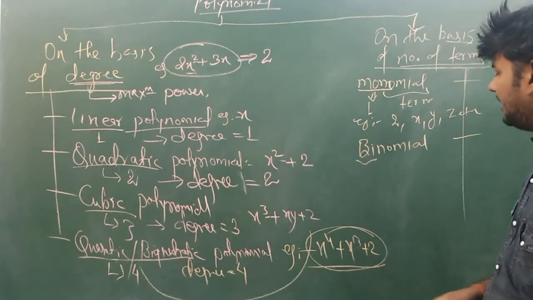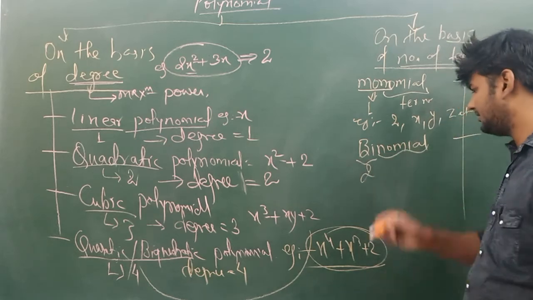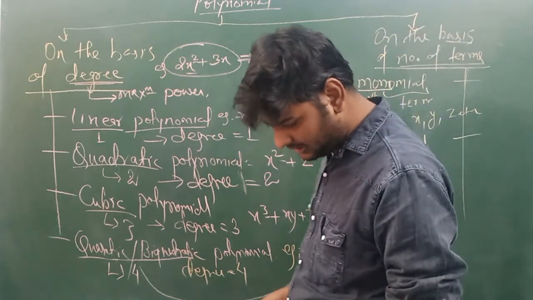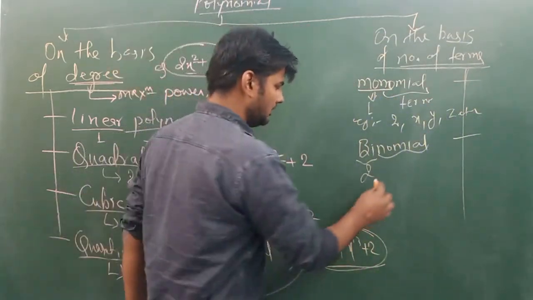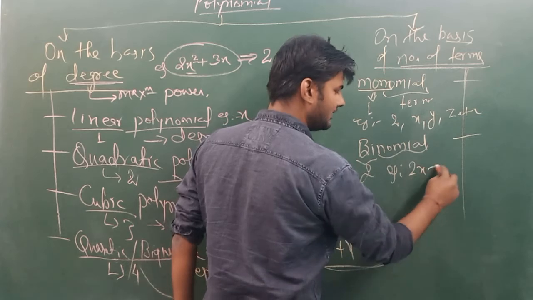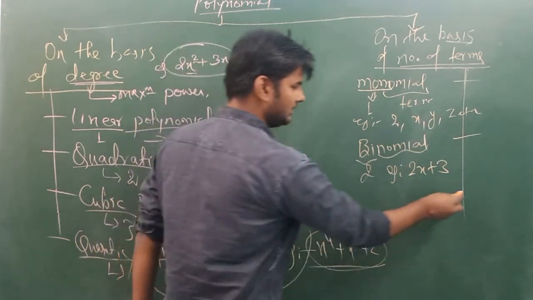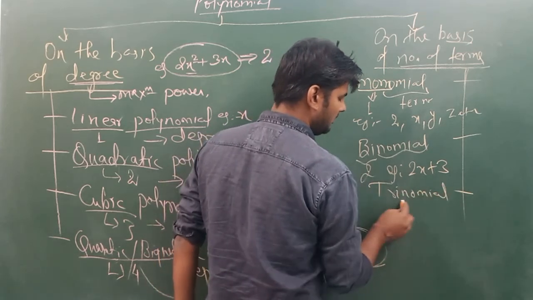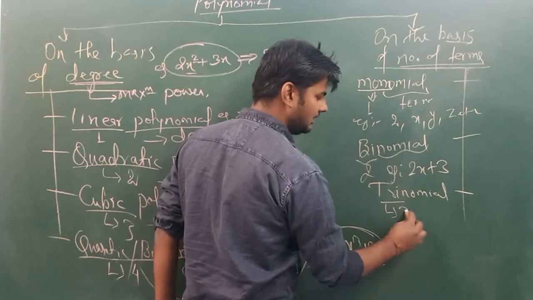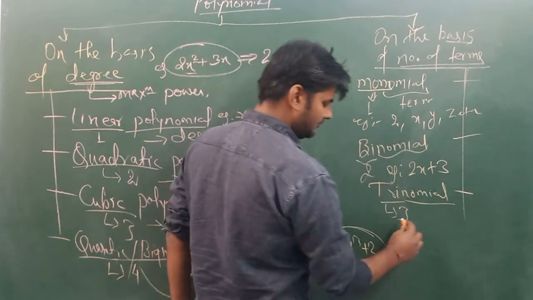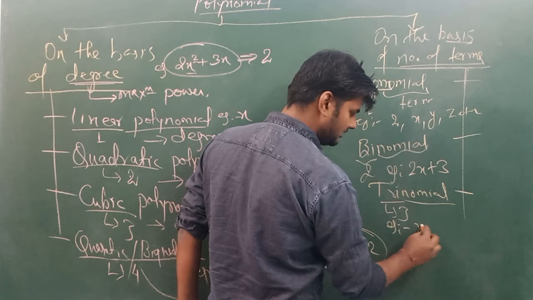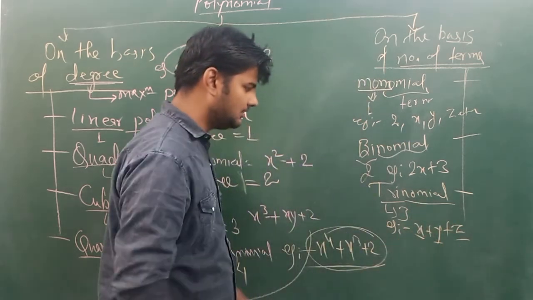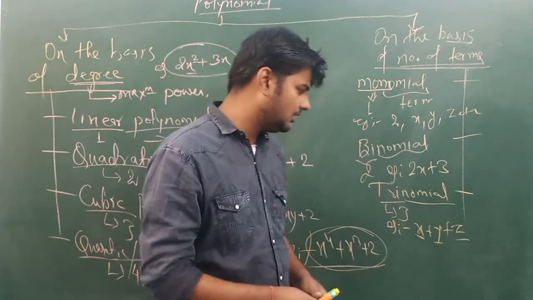The second one is binomial. Here the prefix bi represents 2 and nomial means term. So we can say that a binomial is an expression having only 2 terms. For example, 2x plus 3. The third one is trinomial. Here tri represents 3 and nomial is the same. For example, we can write x plus y plus z. Here there are 3 terms, so it is termed as a trinomial.